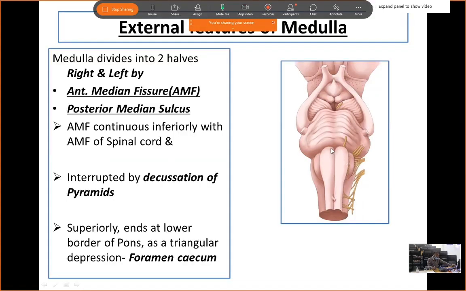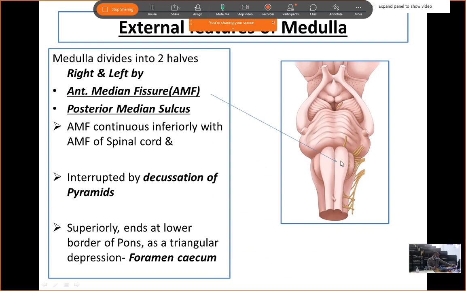Now coming to the ventral aspect of the medulla oblongata. On this ventral aspect, we can see one midline depression, called the anterior median fissure, which inferiorly continues with the anterior median fissure of the spinal cord. Posteriorly there is also a sulcus, called the posterior median sulcus.